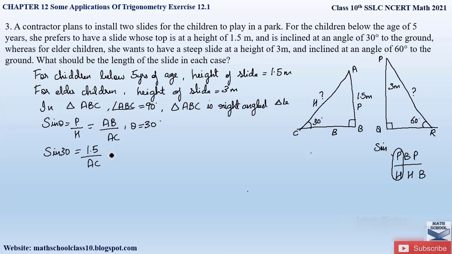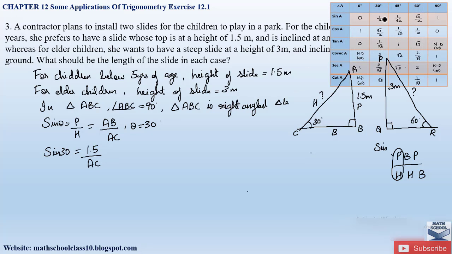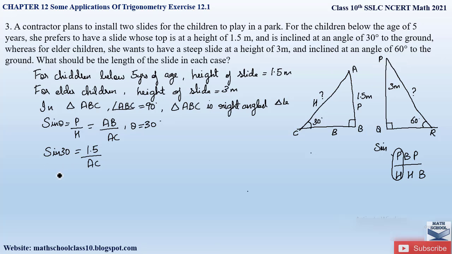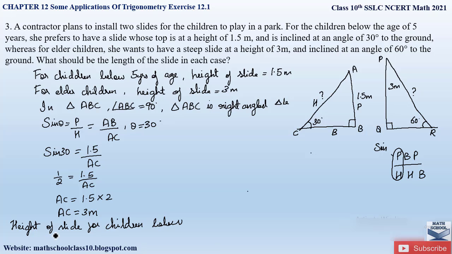So from our trigonometric table, what is sine 30? Sine 30 is equal to 1 by 2. So let us substitute here. 1 by 2 is equal to 1.5 divided by AC, or cross multiplying, AC is equal to 1.5 into 2. So we get AC as equal to, what is 1.5 into 2? It is equal to 3 meters. AC is the height of the slide for children below 5 years. Okay, so the height of the slide for children below 5 years is 3 meters.